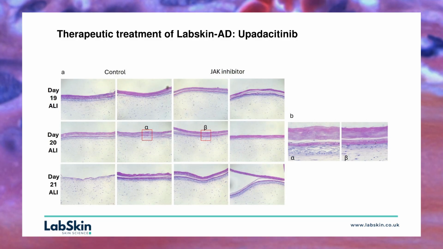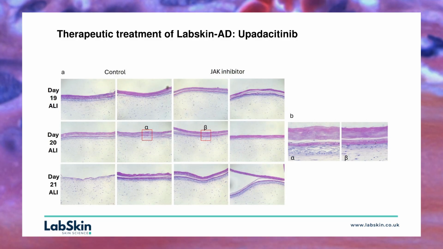So if we just focus in on these 2 slides here, this is the atopic dermatitis model without the JAK inhibitor, and this is the atopic dermatitis model when it's been treated with the JAK inhibitor. So you can see we've almost got this reversal of the loss of cell gaps.